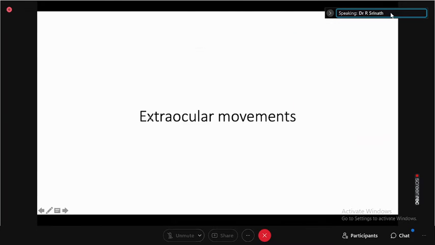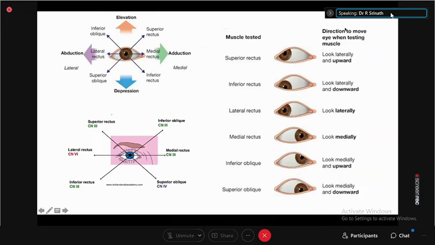Coming to the extraocular movements, the extraocular muscles are supplied by different nerves, other than the superior oblique, which is supplied by the fourth cranial nerve, and the lateral rectus, which is supplied by the sixth cranial nerve. All other extraocular muscles are supplied by the third cranial nerve.